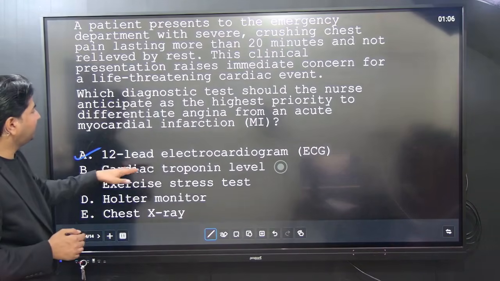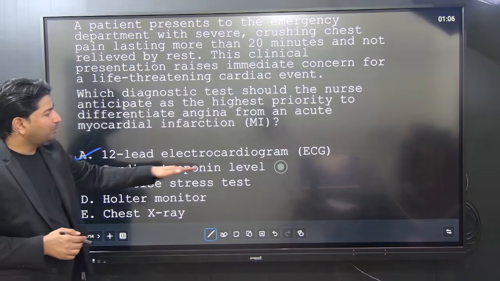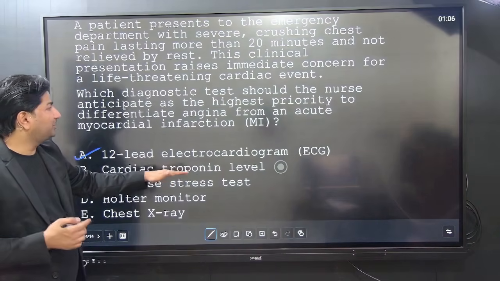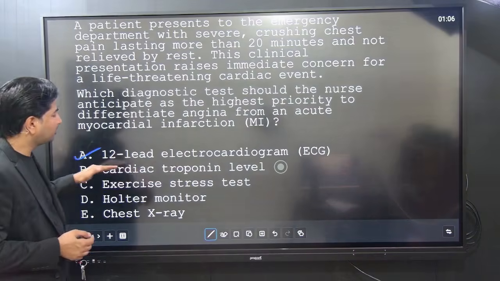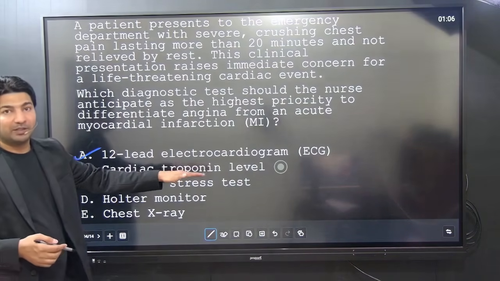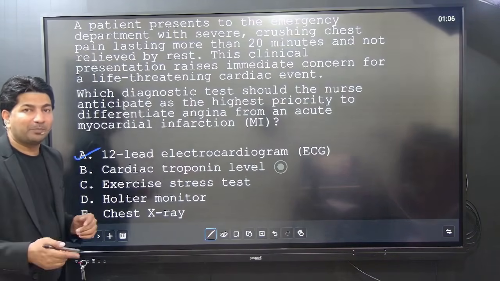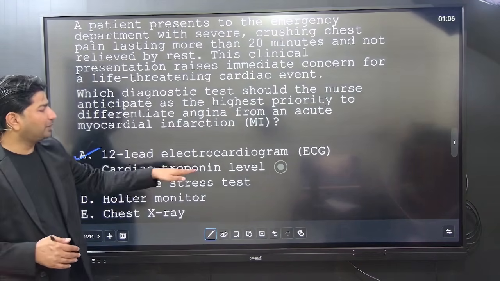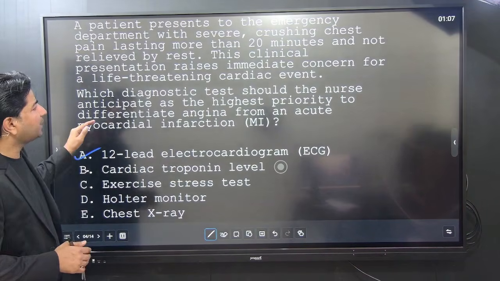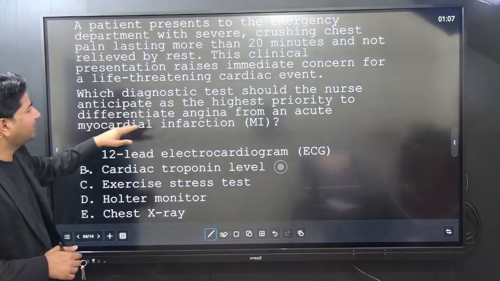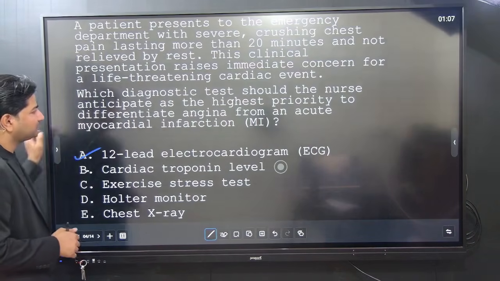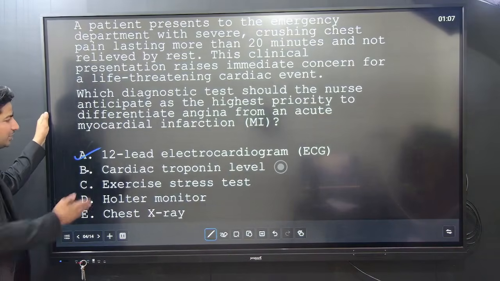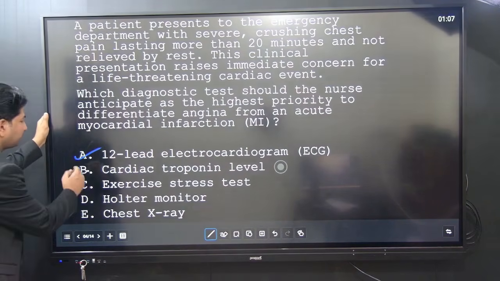However, if the question asked for the most definitive, most specific, or most confirmatory test to confirm if the patient has angina pectoris, then we would choose the cardiac troponin level. If asked which is the most specific for myocardial infarction or the most definitive, we'd say cardiac troponin. But here, the question asks for the highest priority to differentiate angina from myocardial infarction. In this case, since we need an immediate test, we must perform an ECG on the patient.